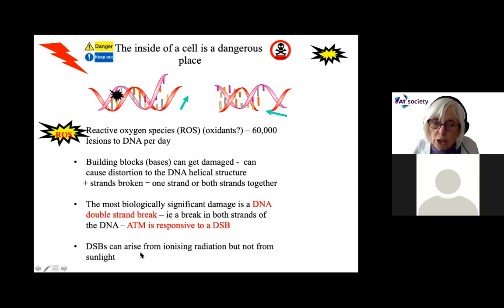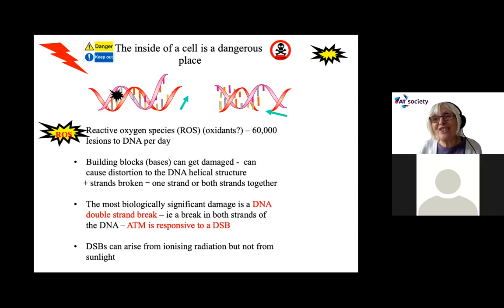And I mentioned also that these type of lesions, called double-strand breaks, can arise from ionizing radiation, because ionizing radiation is quite energetic. A track will pass through the cell and it can damage both strands at the same position.